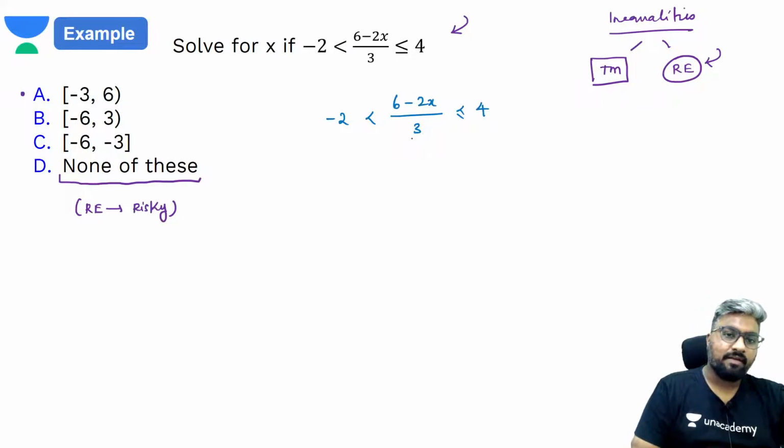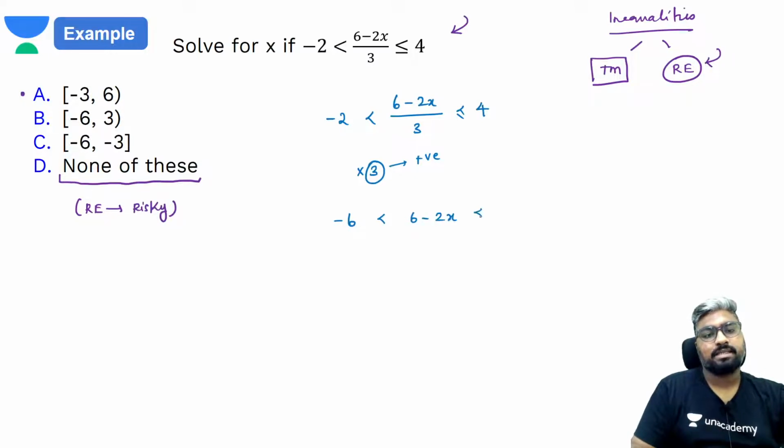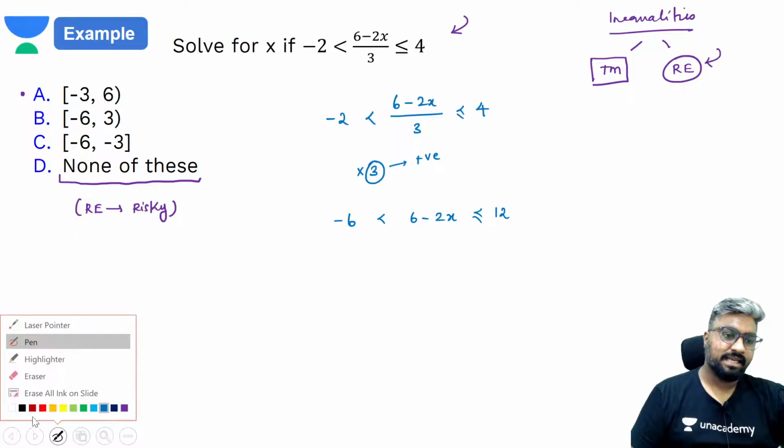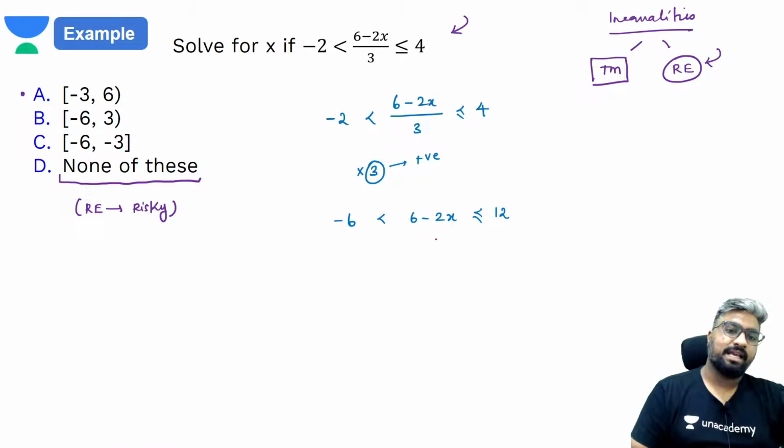Yes, I have a denominator of 3. What will I do? Multiply everything by 3. Because 3 is positive, I don't have to worry about the sign change. So what will happen? Minus 6 is less than 6 minus 2x is less than or equal to 3 into 4, 12. Further, we have a 6. We need to remove that. If we remove the 6, that is, subtract 6 on all 3 sides.